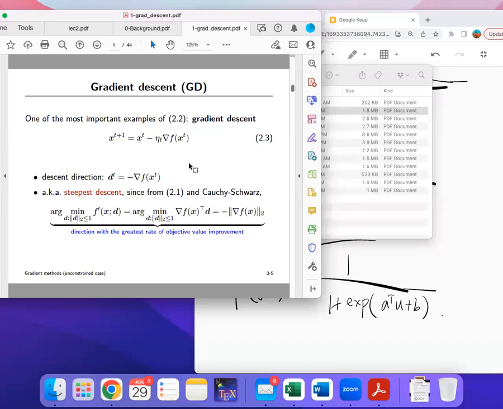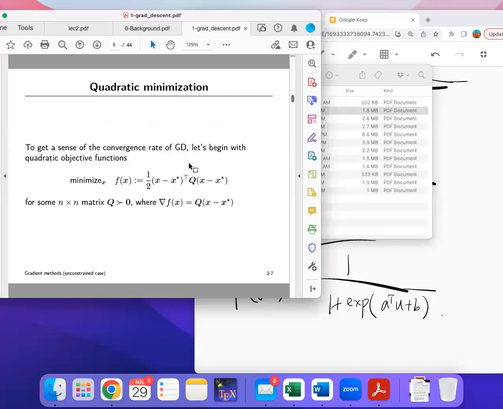So let's look at the first class of problems. It's a very classic problem called quadratic optimization. So we are talking about minimizing this function. It's a quadratic function: 1/2 (x minus x star) transpose times Q times (x minus x star). Again, every vector corresponds to a column vector.